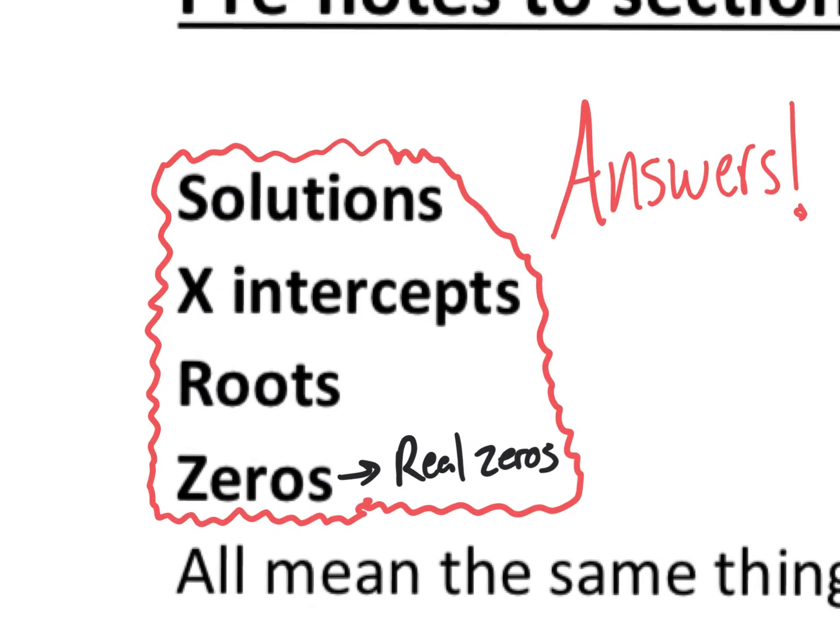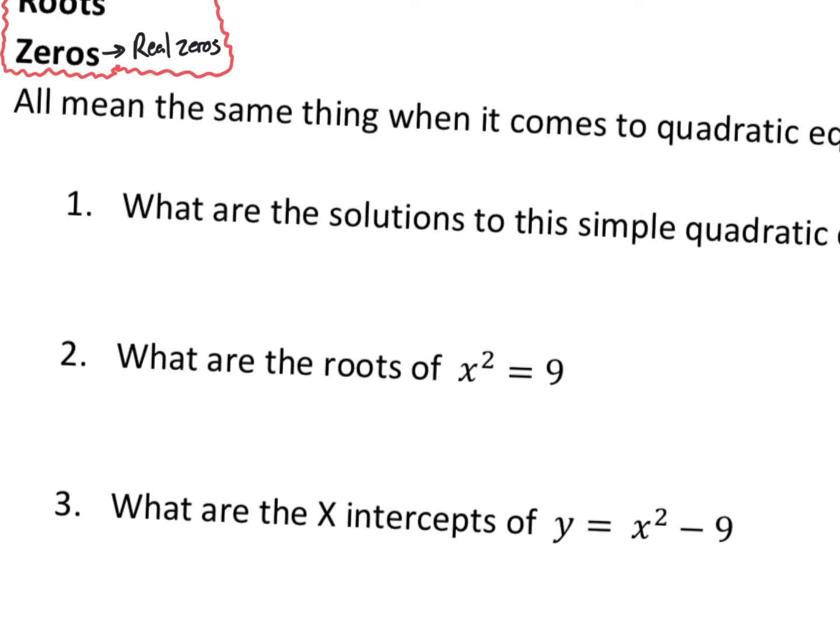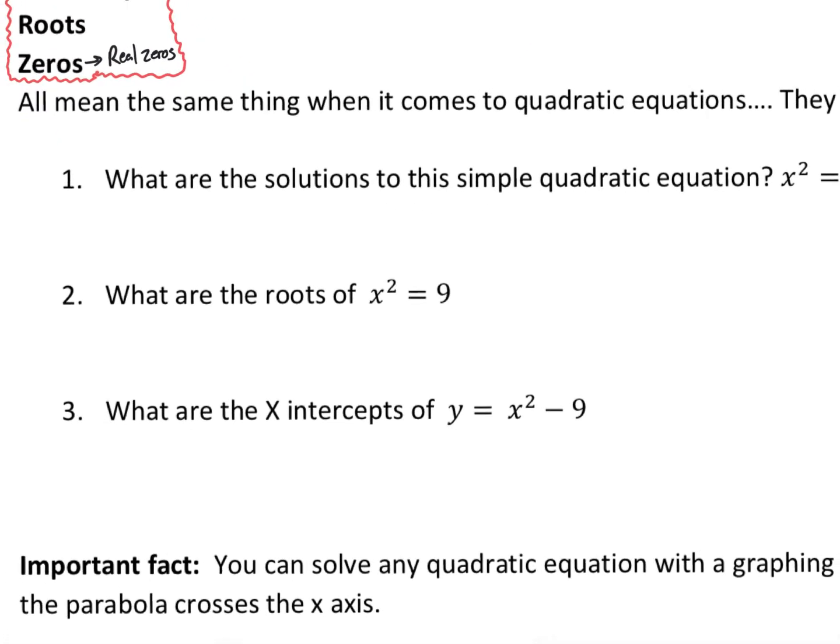That if I give you a quadratic equation and I tell you find the x-intercepts, it's the same thing as finding the answers. Find the roots, same thing as finding the answers. Find the zeros, same thing as finding the answers, right? Solving, that's what we're doing. So all these words mean the same thing. So this is why I walk through these examples I'm about to do with you right now.